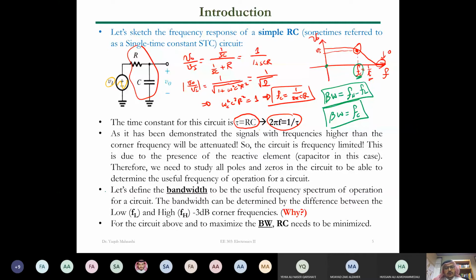Let me ask you now, how can I maximize the bandwidth? In the end, we would like to have a high bandwidth in amplifiers. Of course, it depends on the application, but in general it can be a true statement. So how can I maximize the bandwidth?